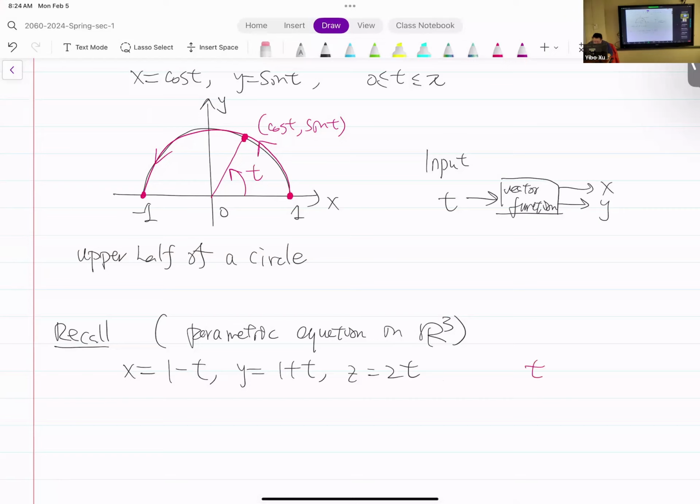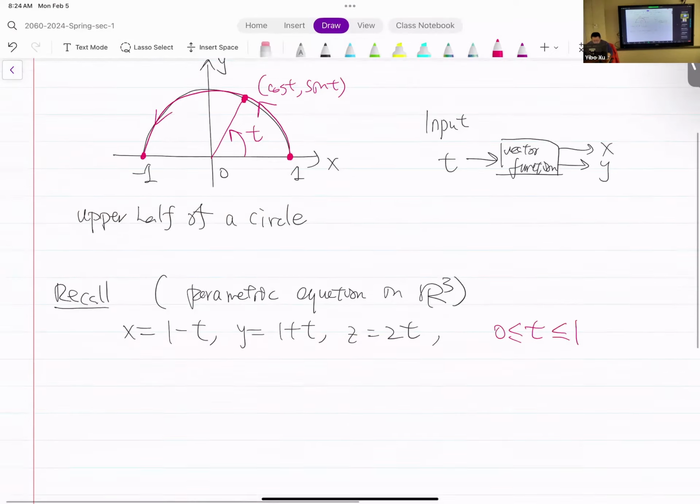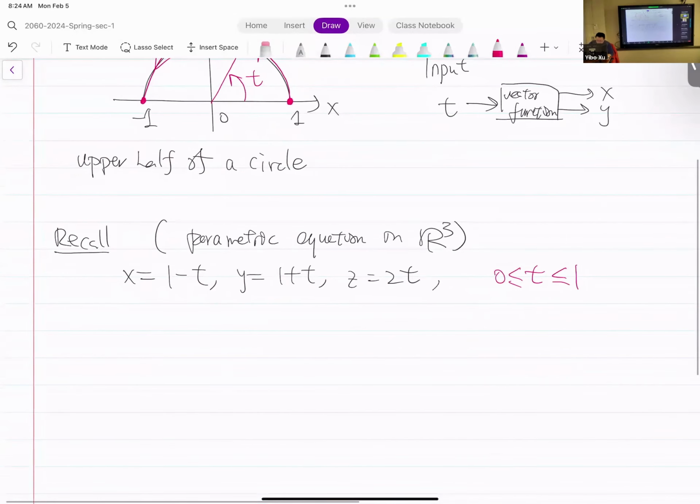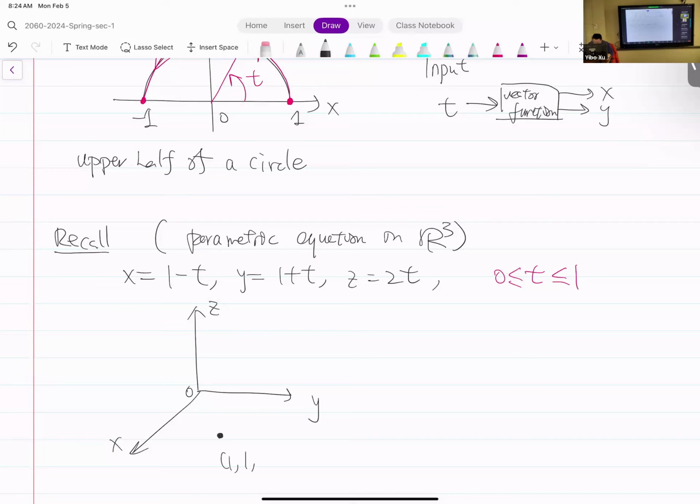But now let's say we put a range so that t is between 0 and 1. Okay. So what does this give you? So basically, in the three-dimensional space, we just mentioned that it goes through the point 1, 1, 0. That's actually right here. Okay. And this is also exactly the point that you get when t is just 0, right?